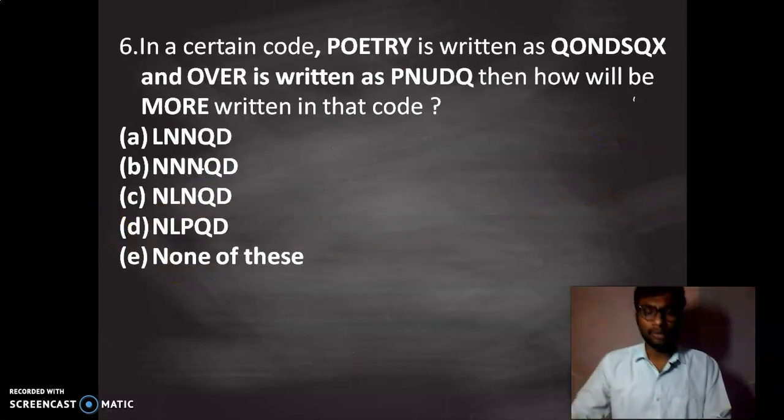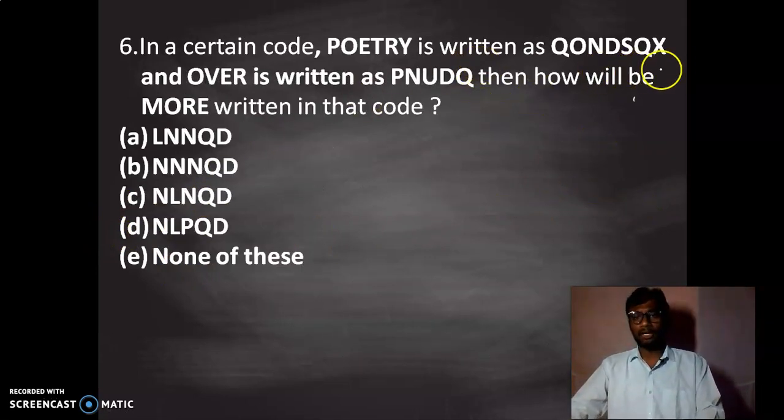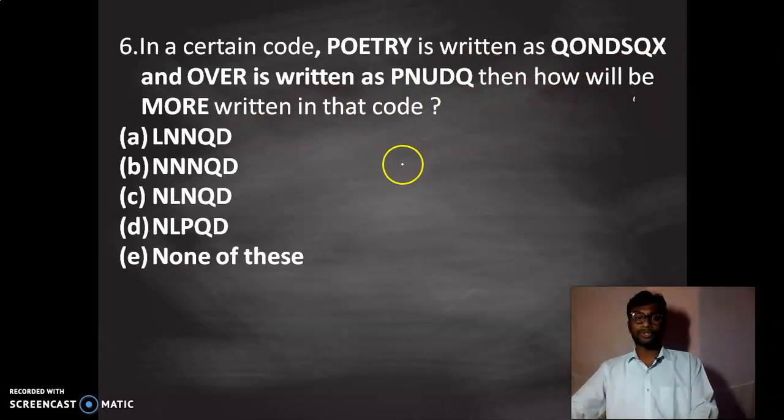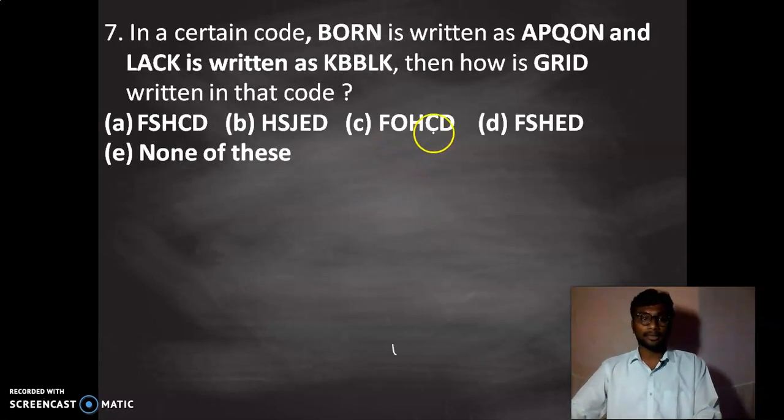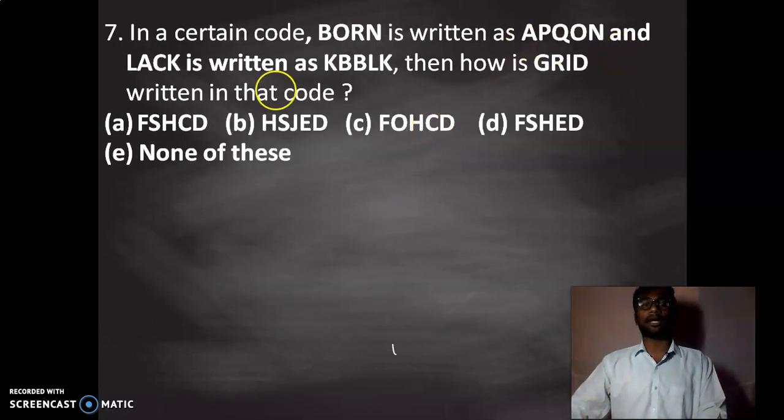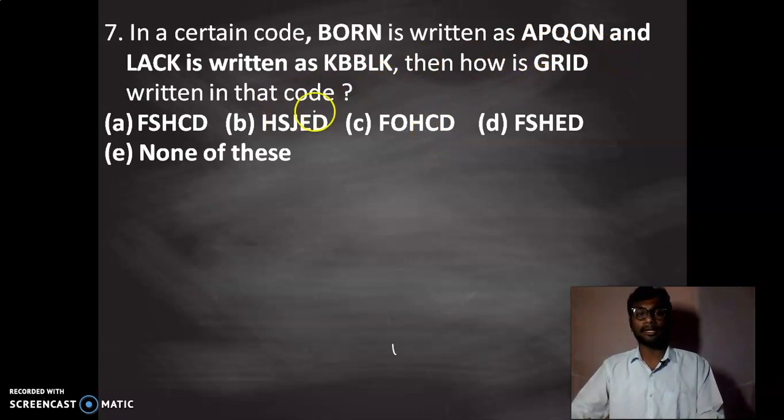In a certain code, poetry is written as whatever it might be, or is written as P and equal to, then how will more be written in that code? So comment the answer in the section. Yes. In a certain code, bound is written as APQN and lag is written as KBLP, how will grade be written in the code?